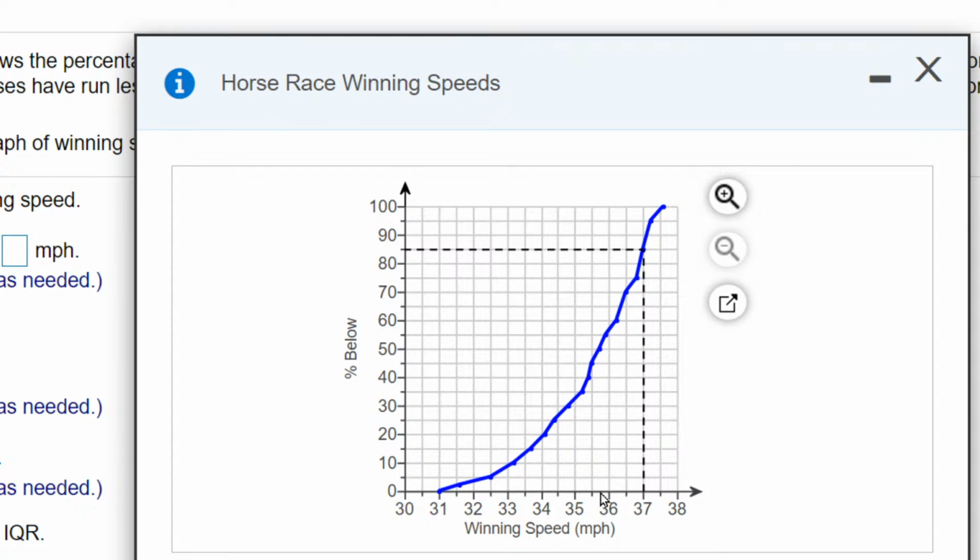So I'm in between 35.5. So 34 would be over here. Here's 34, and that's about the 20th percentile. If we go from the 50th over, and then we trace down, we're right about here. So where would this be at?